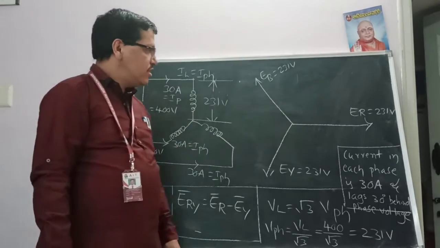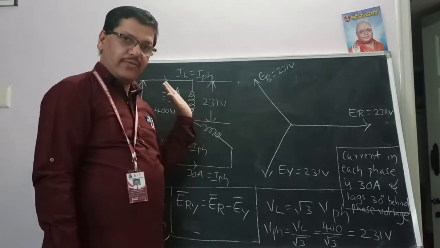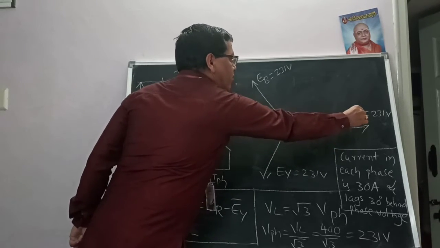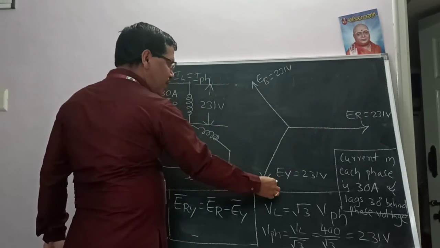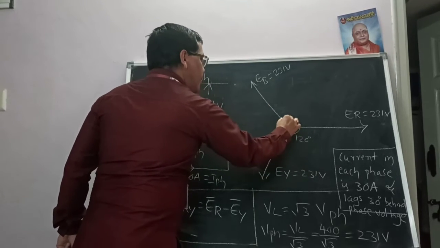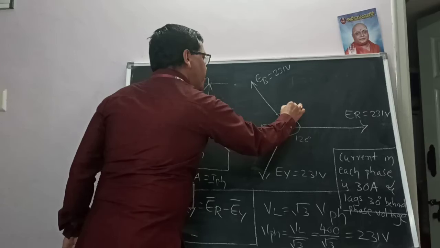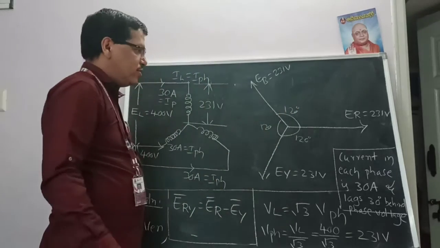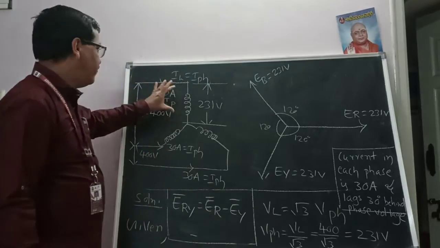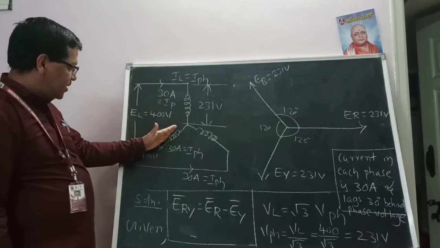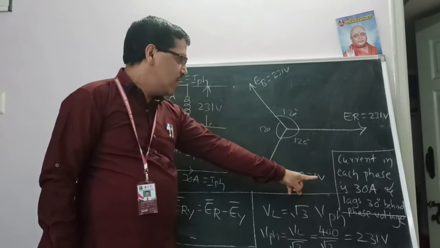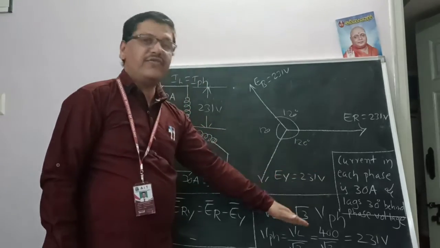But the third factor is that we need to draw the vector diagram. In the vector diagram, you can take ER, 231 volts, as the reference, then EY also the same, then EB also the same. We already know that this is 120 and this is 120 and the remaining is the 120 degree phase displacement. According to the problem, the current in each phase, this current along with this current along with this current, is 30 amps and lags 30 degrees behind the phase voltage.